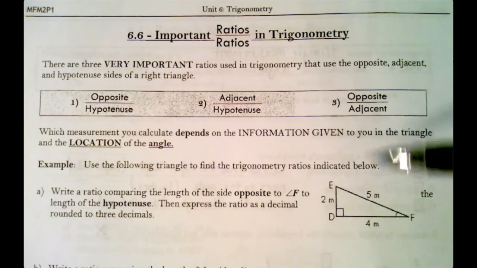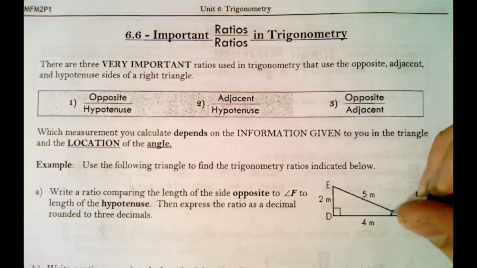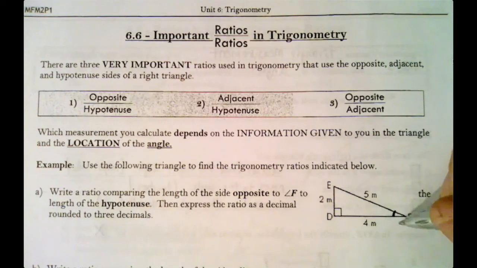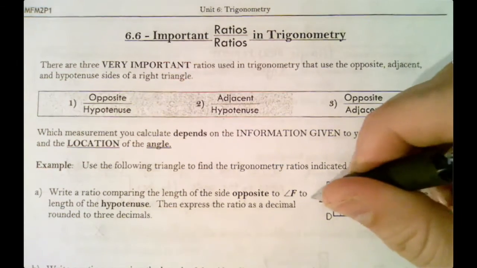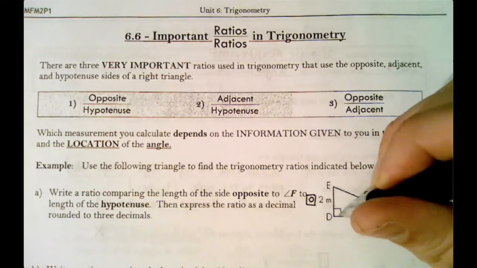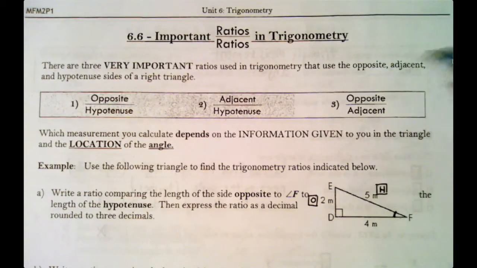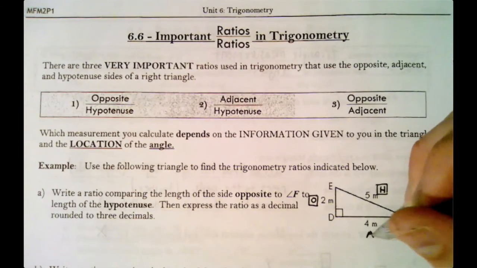So here we have a triangle with 2, 4, and 5, and we're going to label from angle F. So from angle F, the opposite side would be the 2 meters. The hypotenuse would be across from the 90. That leaves 4 as our adjacent side.